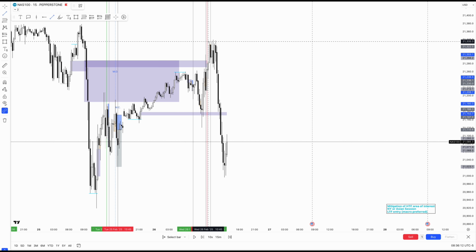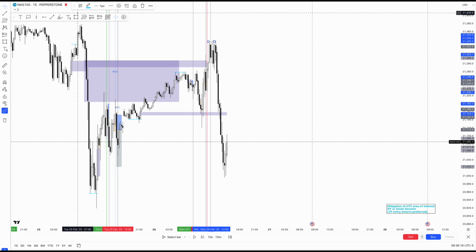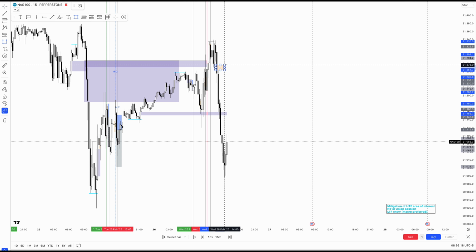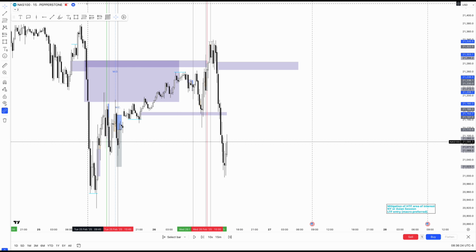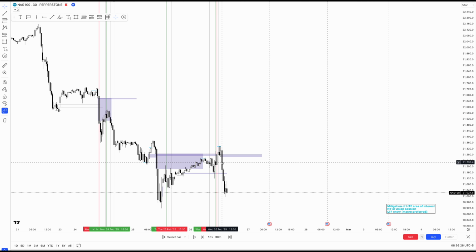Now that swept this liquidity, it broke to the downside completely, all those swing lows being broken. You've got an order block here, and then this imbalance. So I'd want price to return to this higher time frame 15-minute area, but let's go on 30 and see if we can consolidate with all this bearish pressure again.